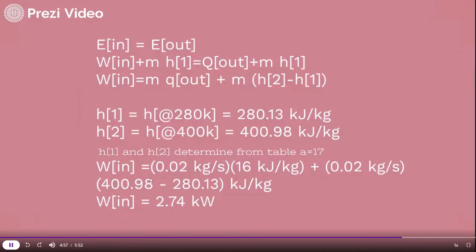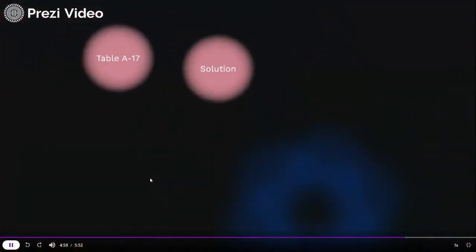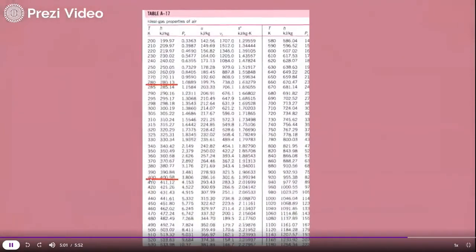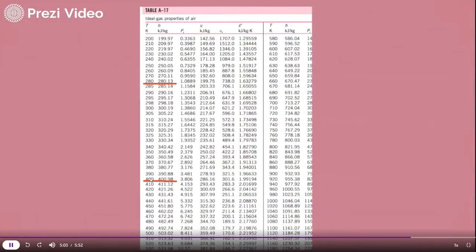Okay, H1 is equal to H at 280 K and H2 is equal to H at 400 K. We can see the data from table A-70. You can see from the red line that I have ticked 200 K. The H will be 280.13 and at 400 K will be 498.